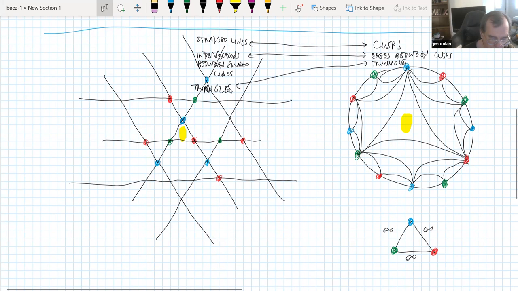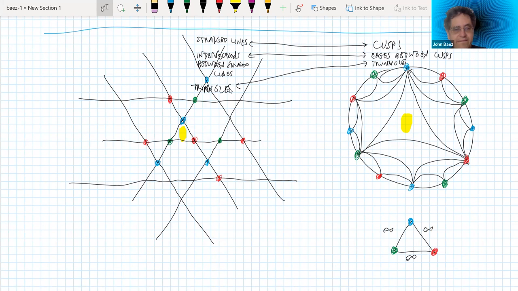So right over on the right-hand side, a triangle has corners that are cusps. But the cusps over in the right-hand picture correspond to straight lines on the left-hand side. So I guess we're saying that the triangle corners on the right-hand side correspond to the triangle sides on the left-hand side. So we're just trying to set up this dictionary.